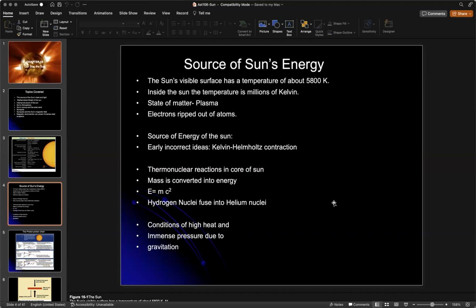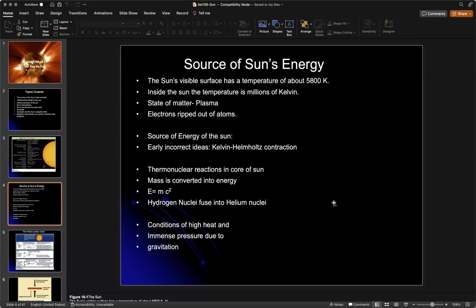Then another suggestion was thermonuclear reactions in the core of the sun. And in such reactions, mass is converted into energy. The famous Einstein's equation, E is equal to mc squared, tells you how mass could be converted into energy. c is the speed of light, which is a very big number, 3 times 10 to the 8. When you square it, it becomes 9 times 10 to the 16. So if a small amount of mass gets converted into energy, that gets multiplied to 9 times 10 to the 16, and that's how much energy is created.